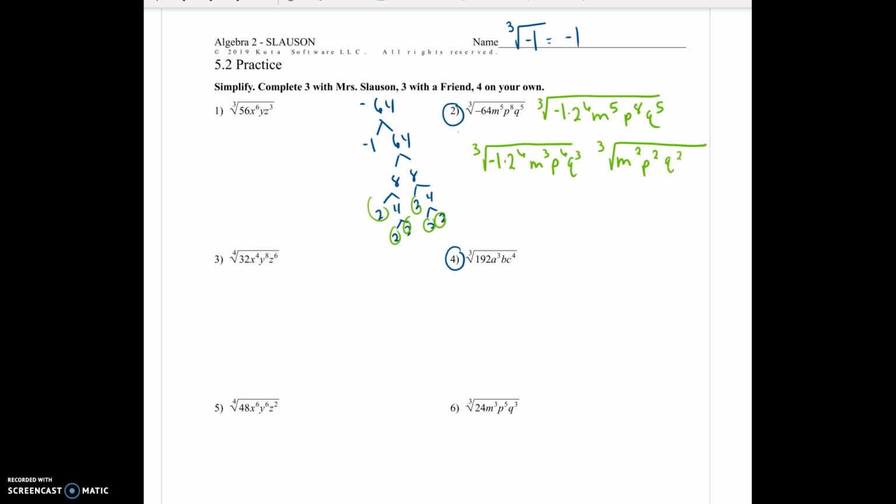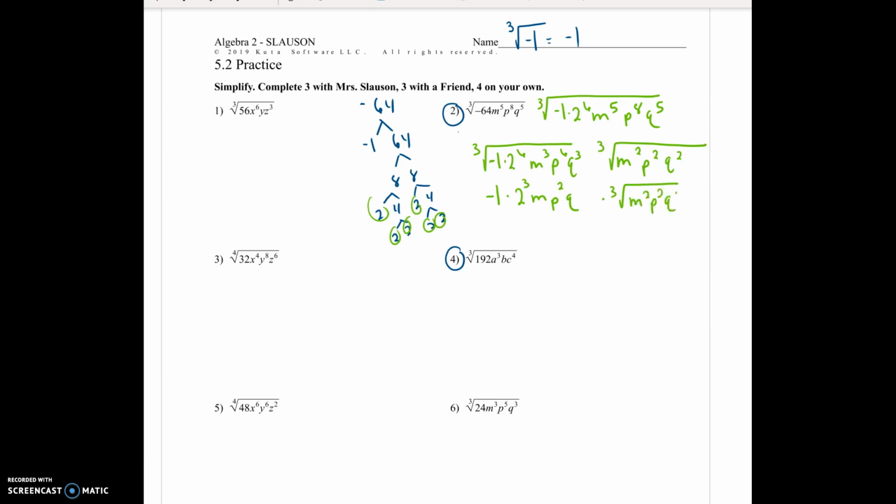So now I'm going to take everything out. So the cubed root of -1 is -1. 2 comes out, it gets an exponent of 3. M comes out, P gets an exponent of 2, and Q comes out. And the M and Q have an exponent of 1. And the not perfect stuff can stay in there.